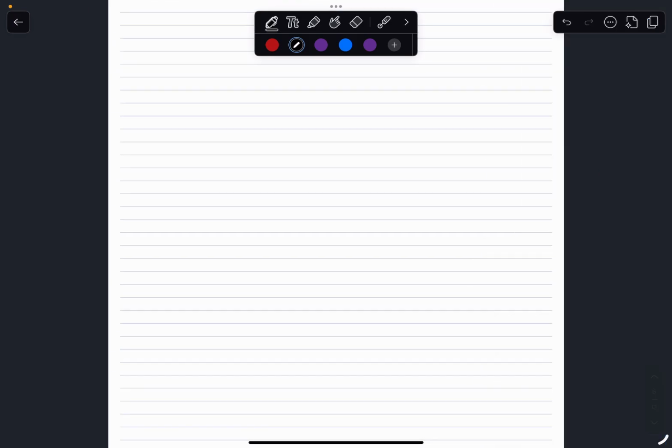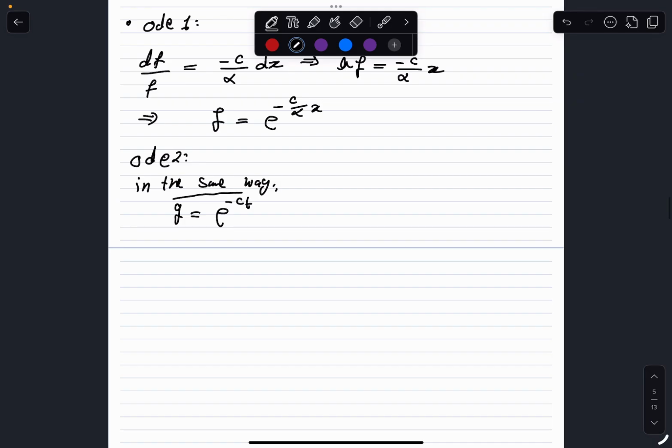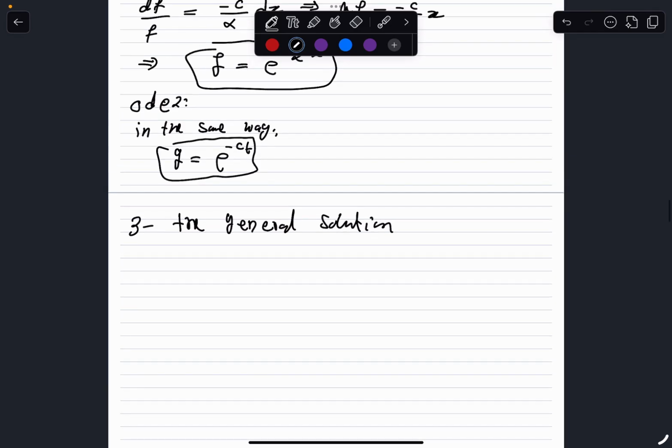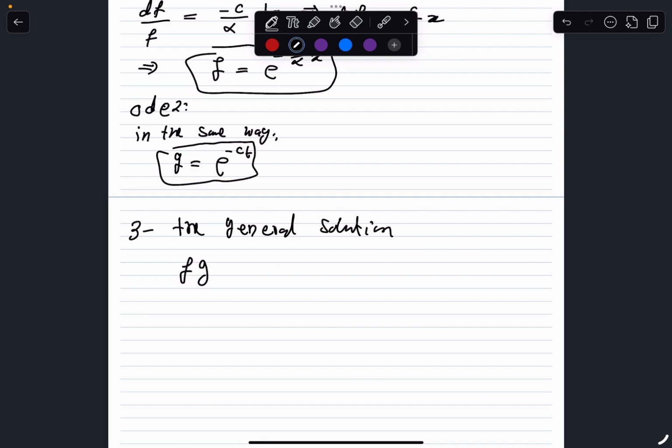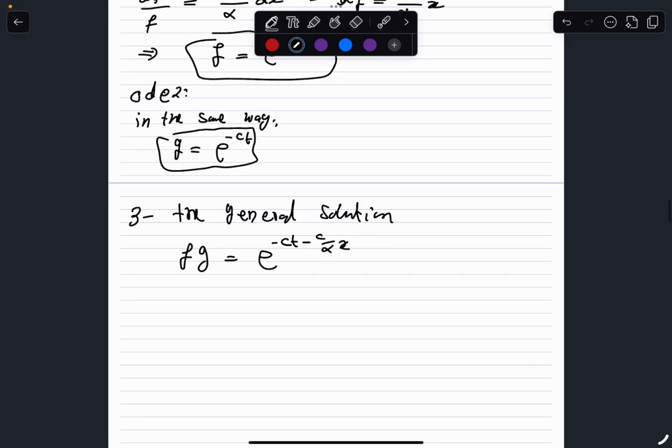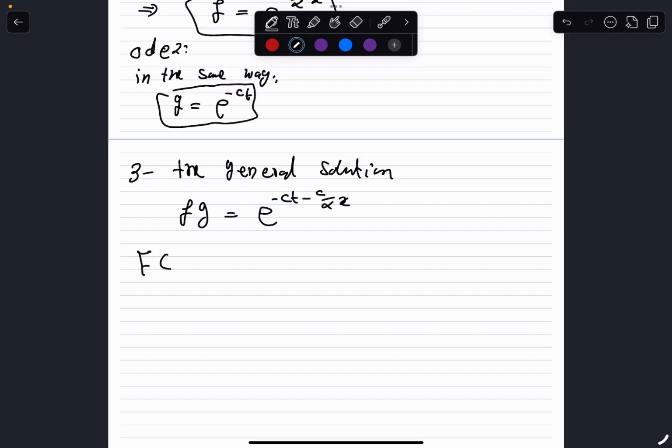What's the third step? We get the solution that we want. The third step is that the general solution is just the product of g, which is e to the minus ct, and f, e to the minus c over alpha x, and to find the general solution, it is a summation of this kind of solution.